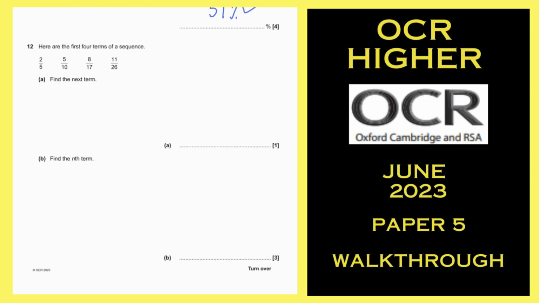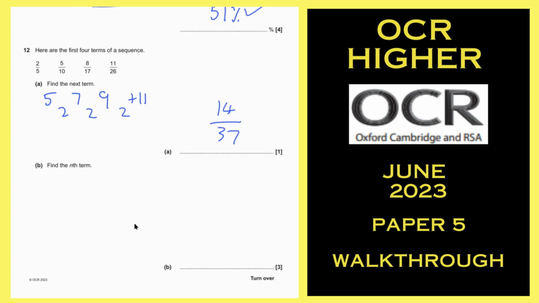Question 12. We've got fraction sequences. All you've got to do is say to yourself what's happening on the numerator side of things. As you can see, 2 to 5 to 8 to 11, going up in threes, means there'll be a 14 on the top. On the bottom, bit less obvious: up by 5, up by 7, up by 9. You can only guess it's now going to go up by 11. 26, add on 11, 37. You need both of those numbers for a mark.